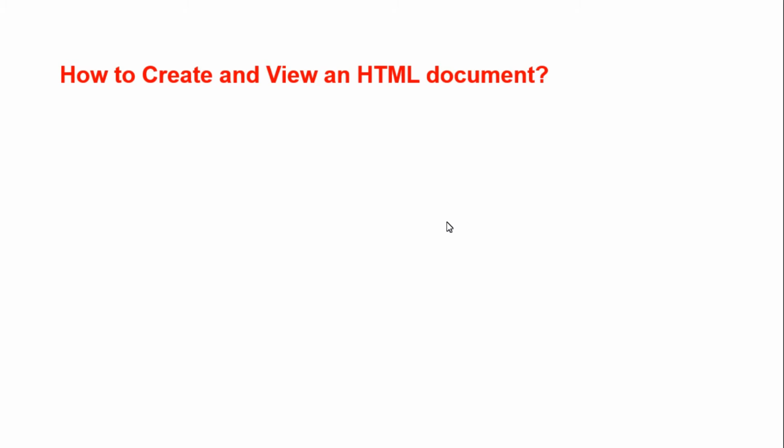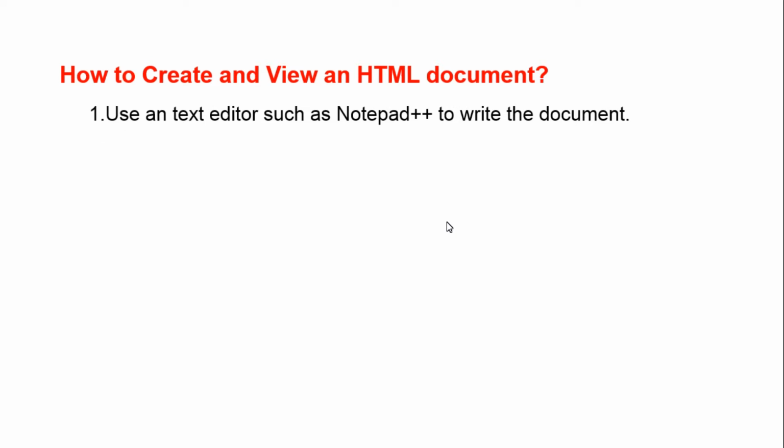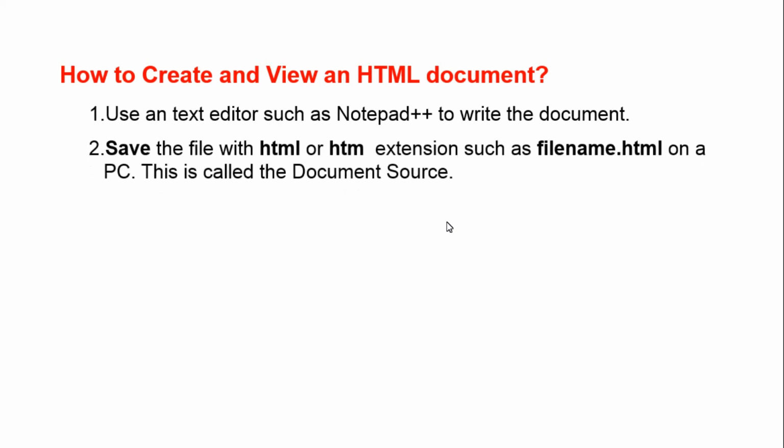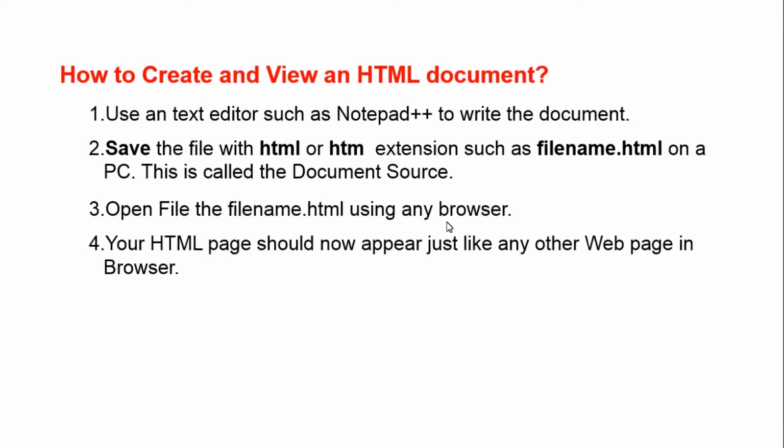Let us discuss how to create and view an HTML document. First, use any text editor such as Notepad++ to create the HTML document. Then, save the file with .html or .htm extension such as file.html on your PC. This is called document source. Now open the file, that is file.html, using any browser. Your HTML page should now appear just like any other web page in the browser.